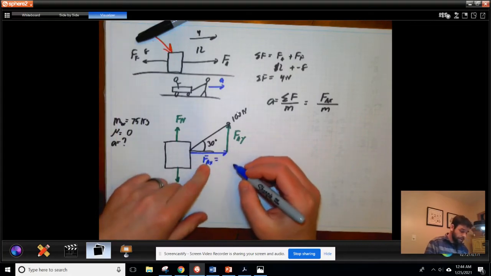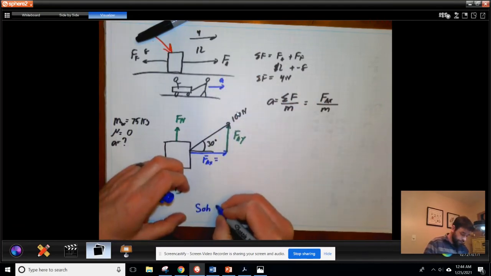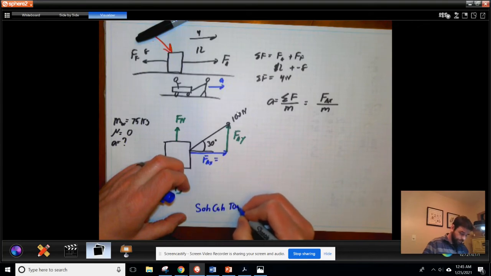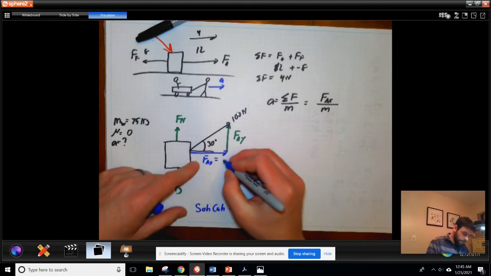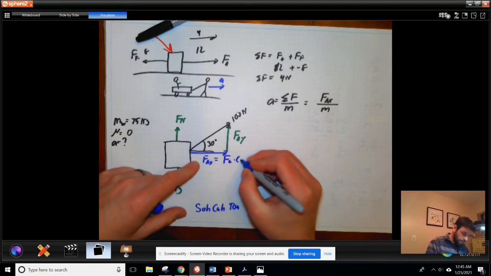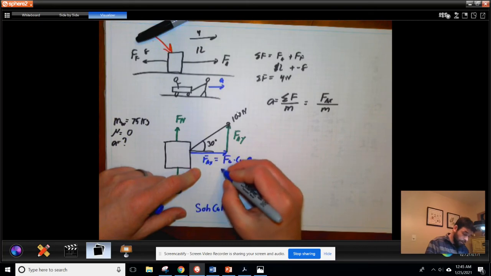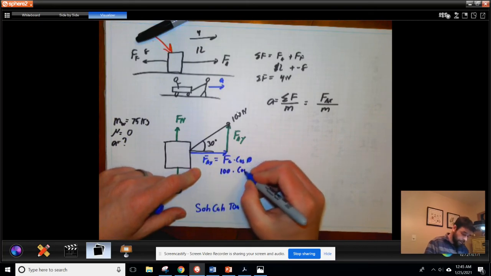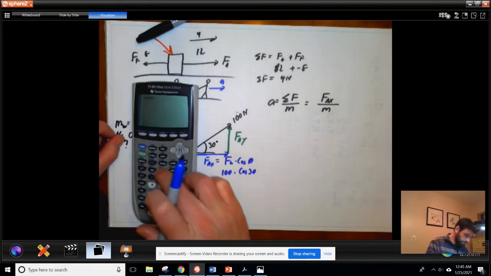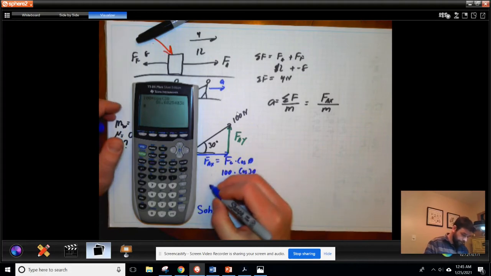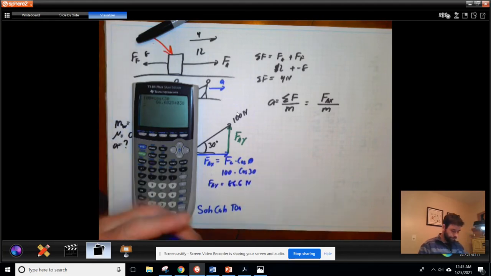So F_AX, gosh, SOHCAHTOA never goes away. It's the cosine function because it's the adjacent leg. So we're going to take our force applied times the cosine of theta, and that will give us our force applied in the x direction. So 100 times the cosine of 30. All right. I got 86.6 newtons. All right.